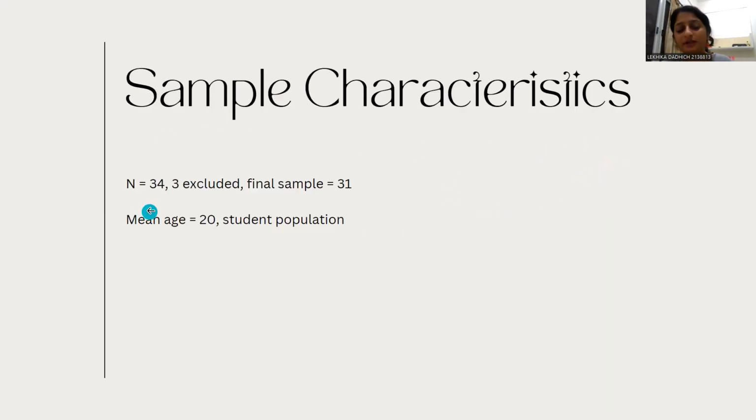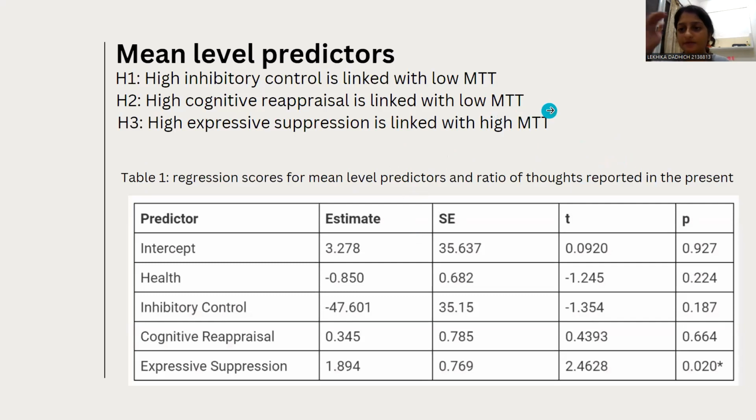So my sample included 34 participants, but 3 participants were excluded because they had color blindness, which impacted the inhibitory control task. Mean age of the population was 20, and the population was a student population. So the first thing that I really wanted to understand was the mean level predictor, or the participant level predictor. Let's say somebody with high inhibitory control and somebody with low inhibitory control.